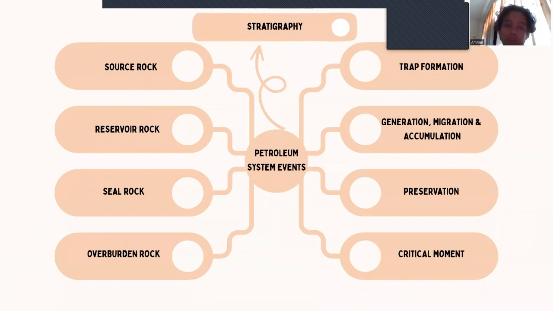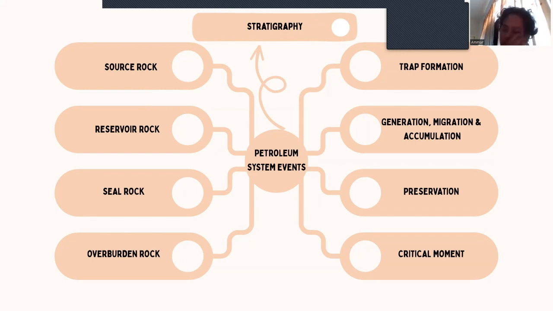So what is a petroleum system chart? A petroleum system event chart shows time on one axis and the essential elements and processes on the other. The time required for generation, migration, and accumulation processes is the same as the age of the system. The chart also shows the preservation time and critical moment of the system. Normally, a petroleum system event chart consists of 9 elements, which are the stratigraphic, source rock, reservoir rock, seal rock, overburden rock, trap formation, generation, migration, accumulation, preservation, and critical moment.